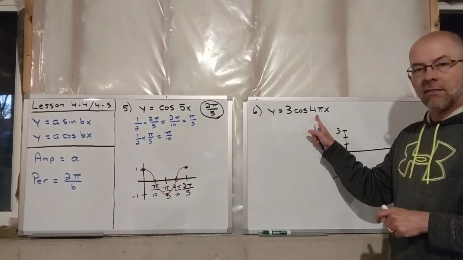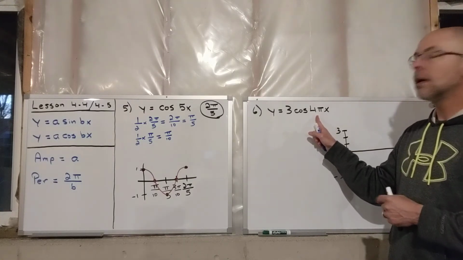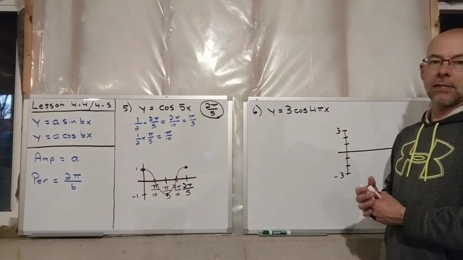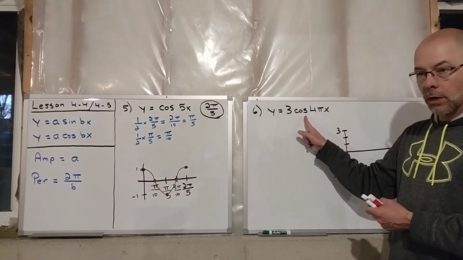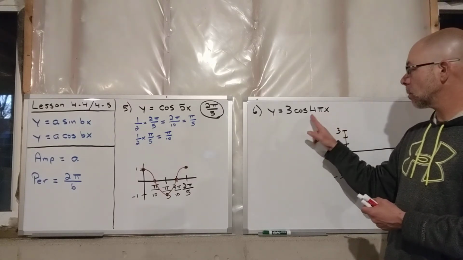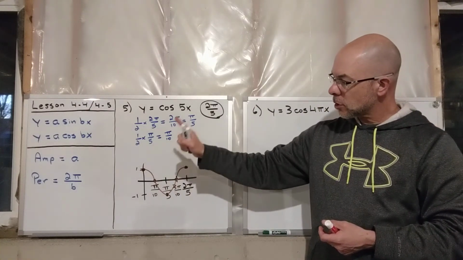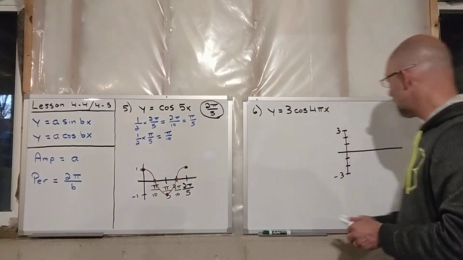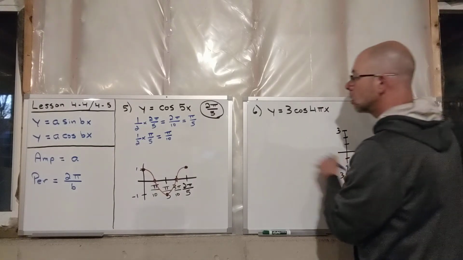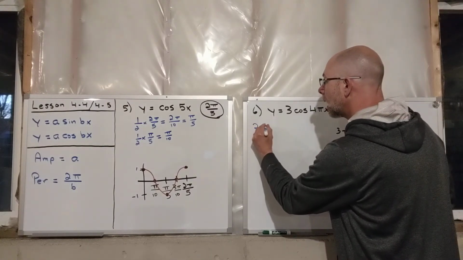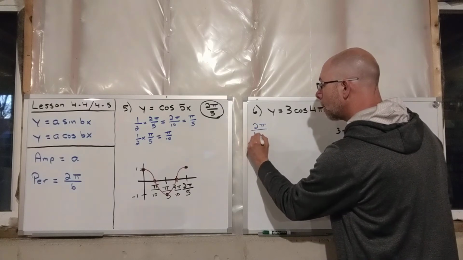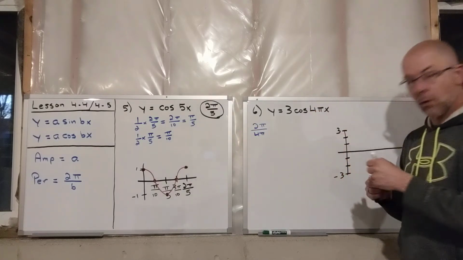Now look at this B value. This is what I wanted to talk about. Listen, folks, the B is everything after the word cosine and before the letter X. So B is 4 pi. Period is 2 pi divided by B. This B is 4 pi.